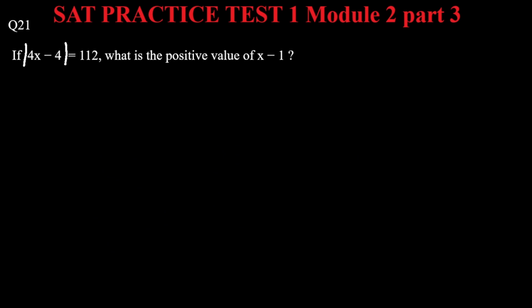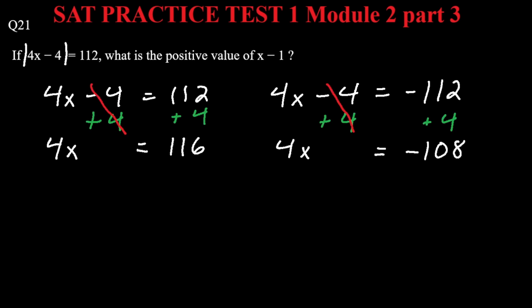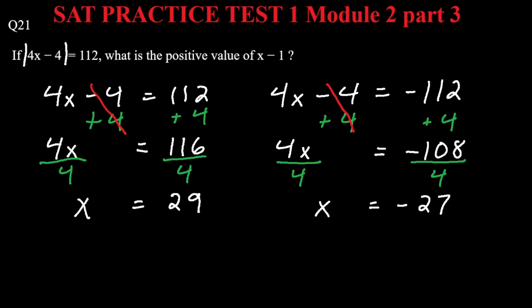If the absolute value of 4x minus 4 equals 112, what is the positive value of x minus 1? This is solved by making the 4x minus 4 equal to positive 112 and negative 112 in two separate equations. In both cases, we add 4 to both sides, and then we divide both sides by 4. Now we have the two resulting x values that would make the absolute value equation correct.